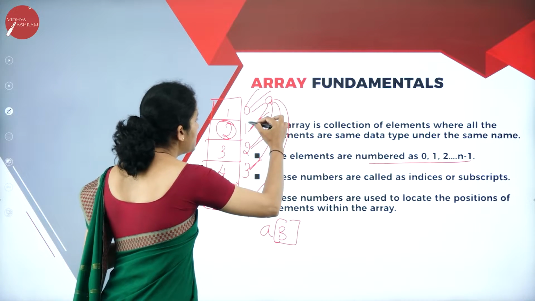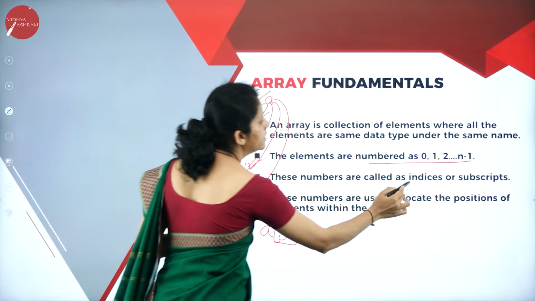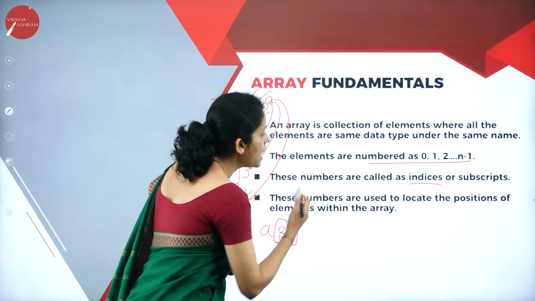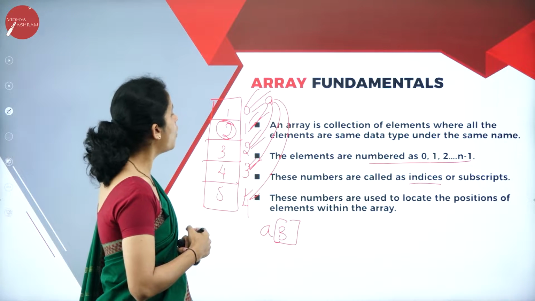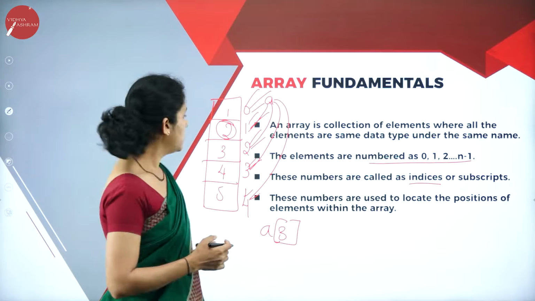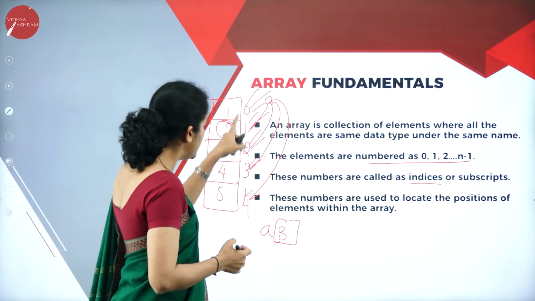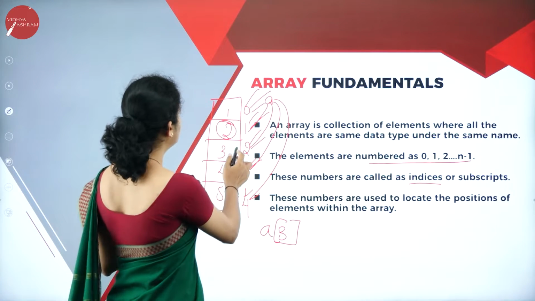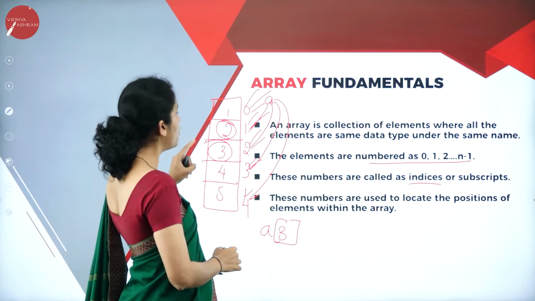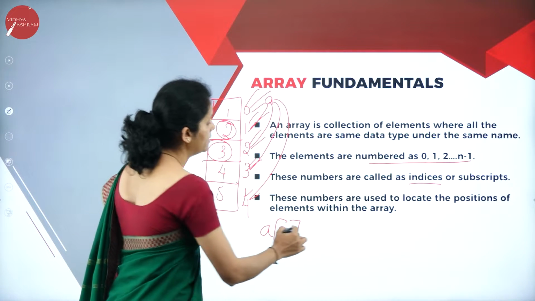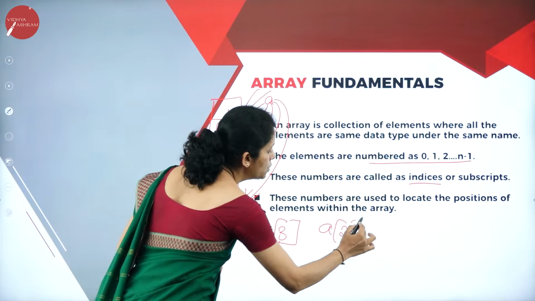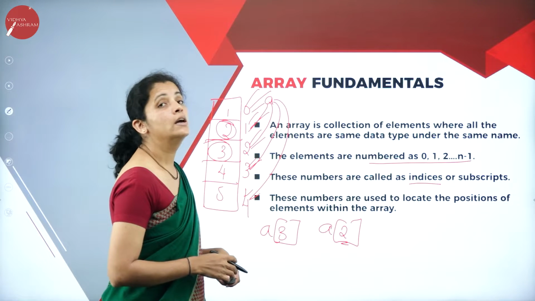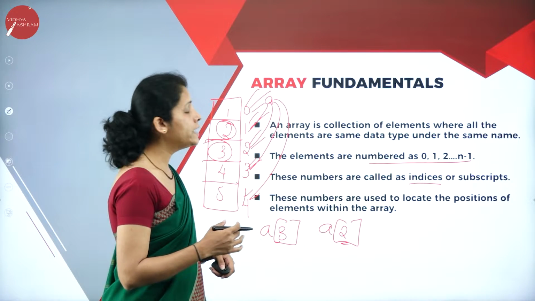So these representations are called indices, subscript or index. These numbers are used to locate the positions of elements within the array. For example, think that I want to know the position of the element 3. How can I? That is A of 2. So what is the position? It is 2. This is the way I can declare the array and use the array in my program.